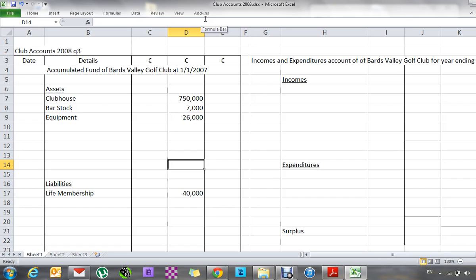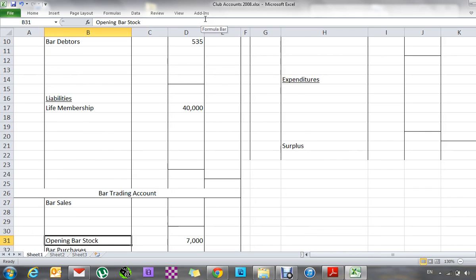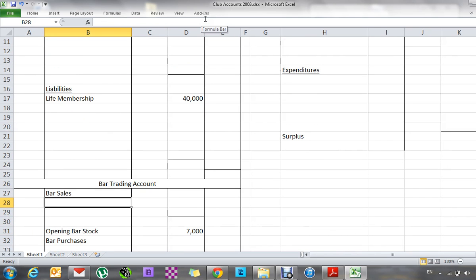Bar debtors is 535. Now that 535 is money owing to us at the beginning of the year. So that money has nothing to do with this year 2007, it's to do with the previous year, so I'm going to take it away. So less opening debtors, and then the closing debtors will add on. So this is money that should have been paid during this year but wasn't.